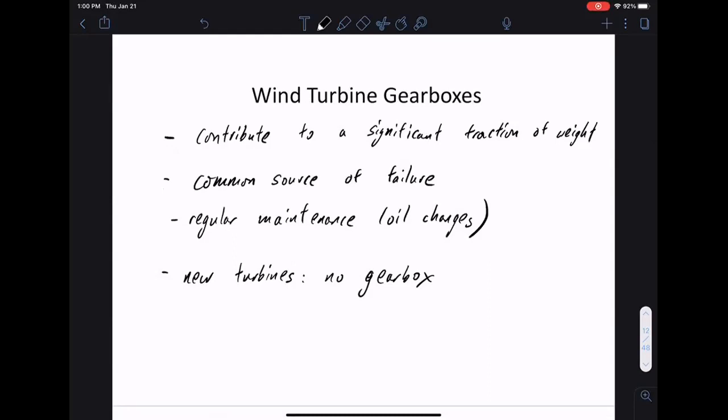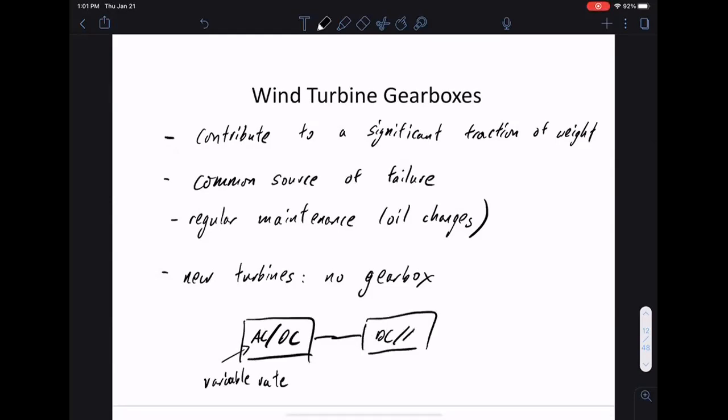So now the new turbine is this idea. You have AC, DC. This AC is variable rate. Okay, this is whatever the blade gives you. The blade spins at whatever rotation speed you want to spin at. That's fine. You do a DC to AC again, and this is 60 Hertz, right?